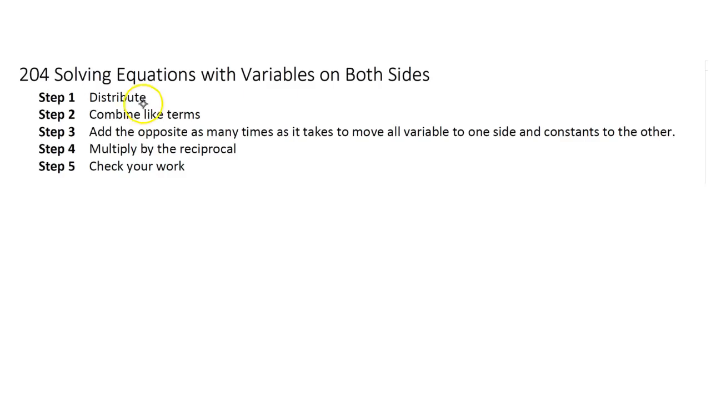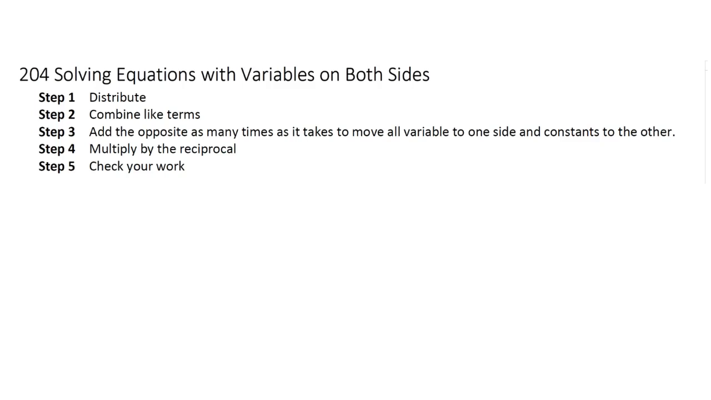Solving equations with variables on both sides. Step 1, distribute. Step 2, combine like terms. Step 3, add or subtract to move the variable term to one side of the equation. Then add or subtract the constant term to move it to the other side of the equation.